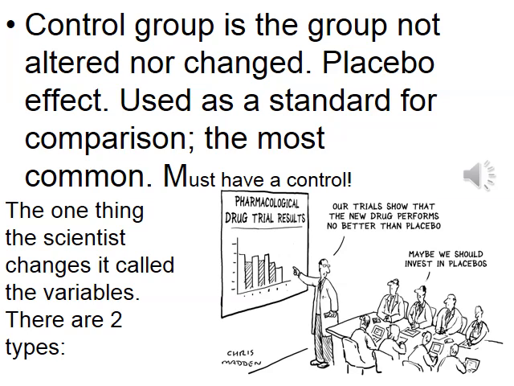A control group is the group not altered nor changed. It's the placebo effect. It's used as a standard for comparison, and it's the most common. You must have a control in your experiment. The one thing the scientist changes is called the variables. There are 2 types of variables.